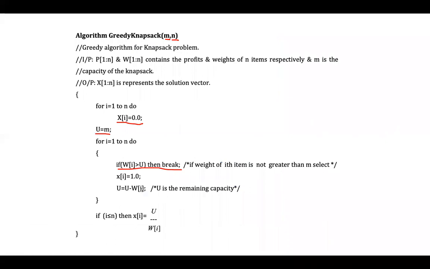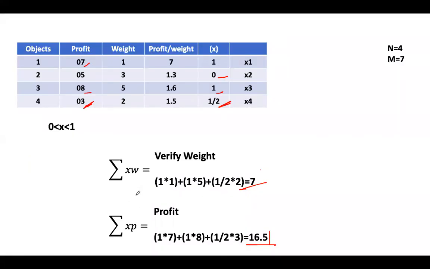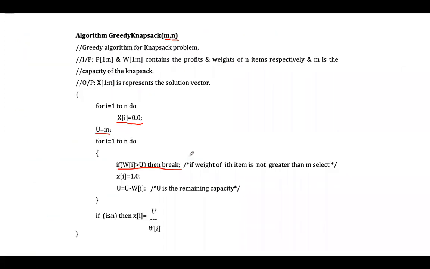Next, U is equal to U minus W of I. Same thing as what we did here. W of I is the weight of the first object, that is 7 minus 1. Now the new value of U is 6.